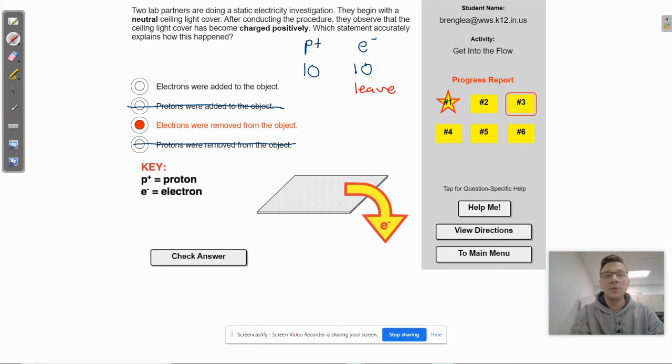we're going to get rid of some electrons. You still have 10 protons, but you might have, say, 5 electrons instead. And that's how you end up with the positive charge there. So we'll get rid of this here, and then we will choose our answer and move on.